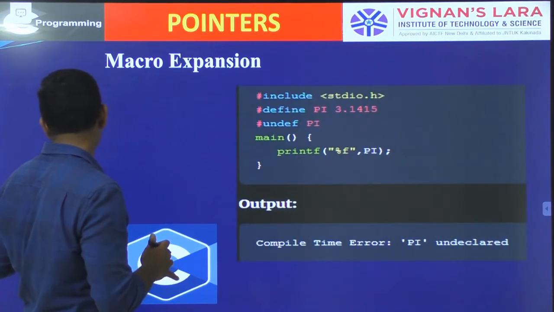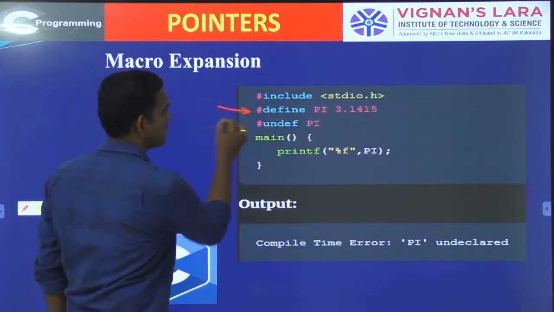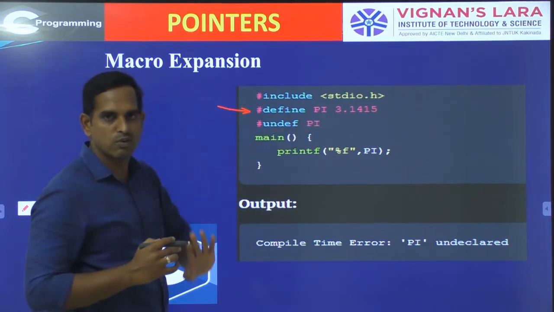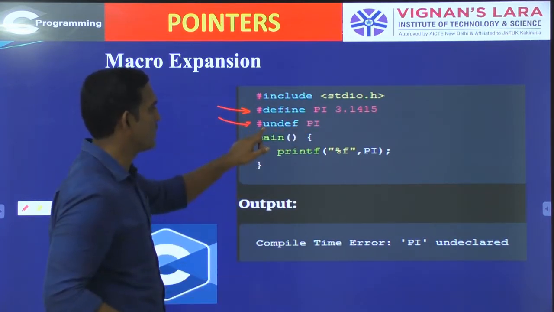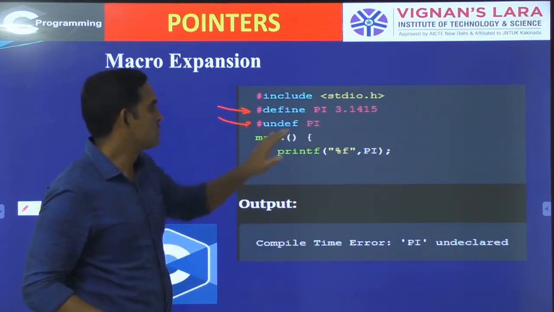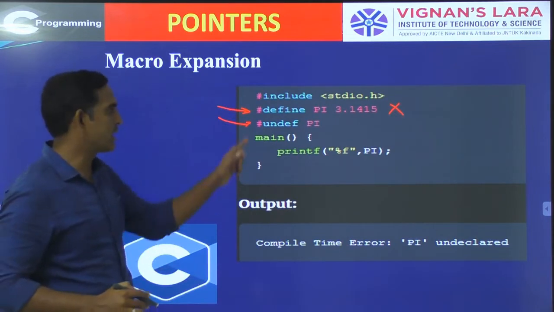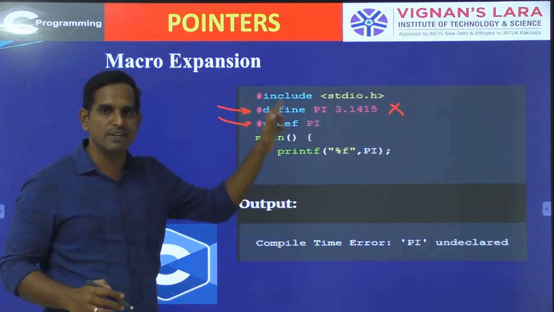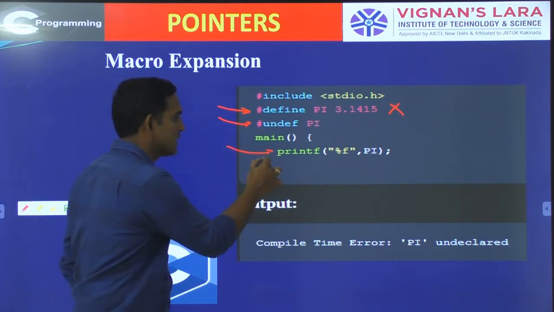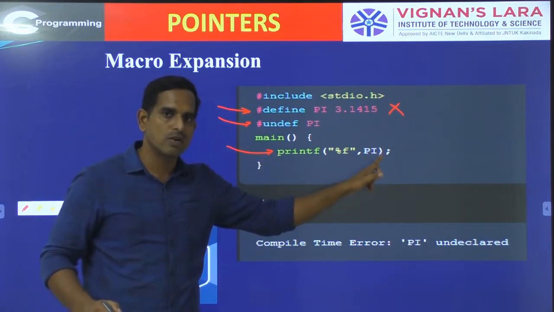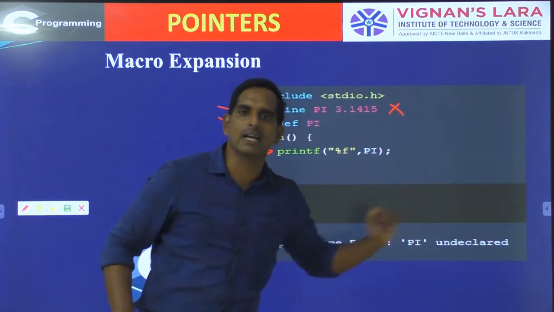This is an example of #undef, where the first statement is #define pi 3.145, and immediately after that you write #undef pi. So now this definition is completely removed. When I write #undef, the definition is removed. Now when I try to use pi, you will get a compile-time error, pi undeclared.